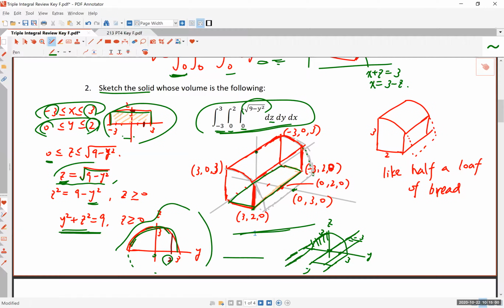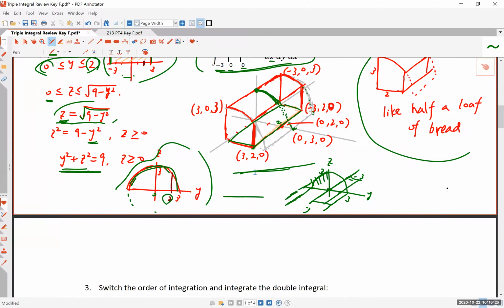In other words, if you draw a line from here on the YZ plane, there is an arc. There's a part of a circle that kind of goes like this. And if you continue, it'll go down all the way to here. Okay, that would be what the circle looks like. But you stop when y is 2. Okay, so the answer is going to look like this.